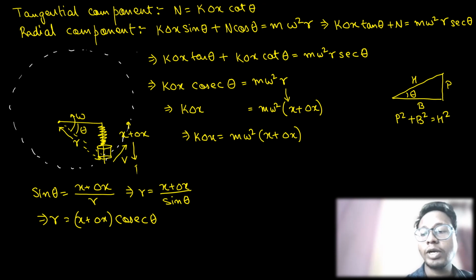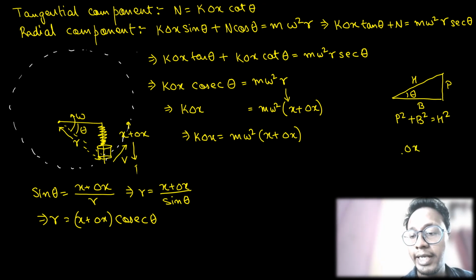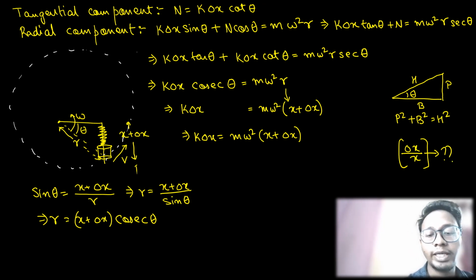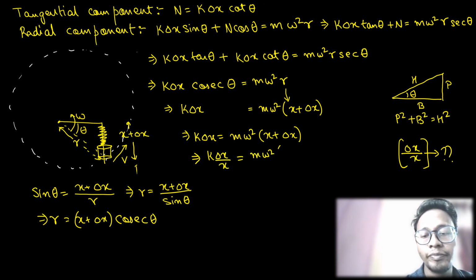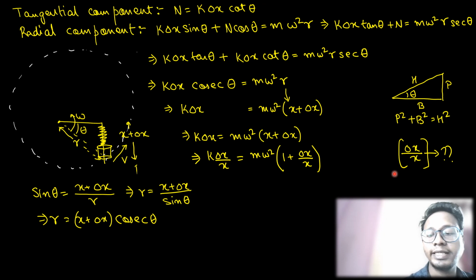Now what the question is asking is the elongation of the spring per unit length. That means they're asking the value of delta x by x. See the question properly, this is being asked. Okay, so how do we do that? We divide the entire equation by x. K delta x by x is equals to m omega square into 1 plus delta x by x. Okay, left hand side and right hand side divided by x, the initial length of the spring.